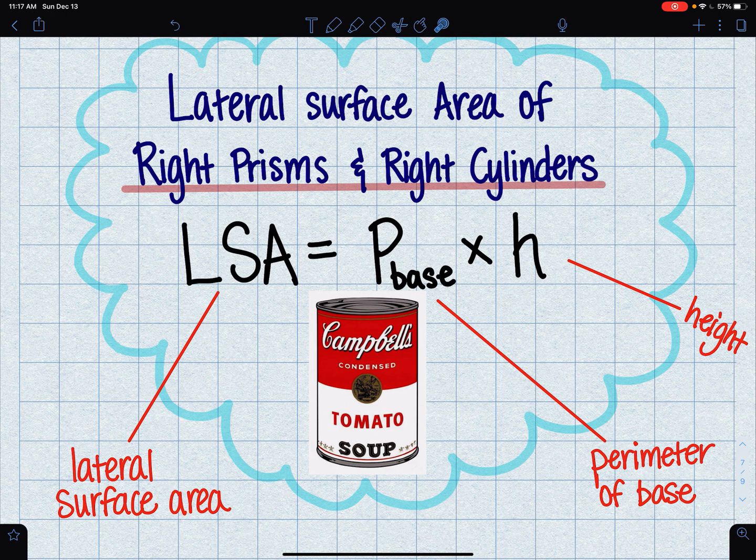Here's the equation. It's in a thought cloud. You have to memorize this. The lateral surface area is the perimeter of the base times the height.